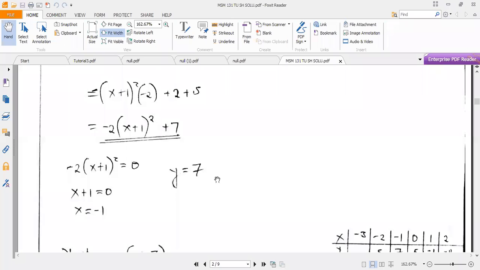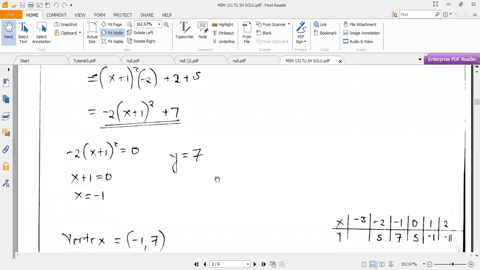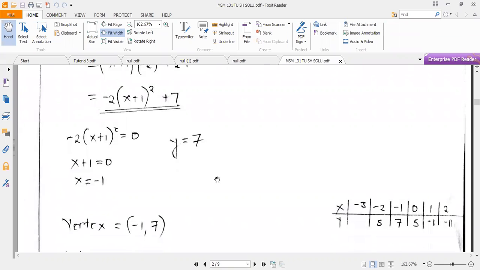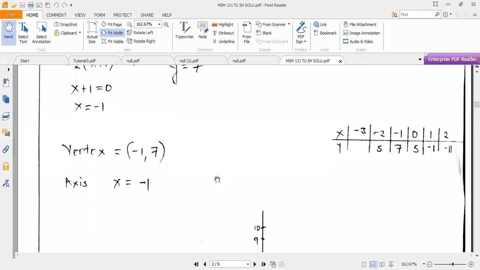And the fact that your a part of the quadratic equation was negative tells us that the graph is supposed to face down instead of facing upwards. So firstly, you find what your vertex is. Your vertex is simply -1, 7. The x value, the y value. So -1, 7. The axis is x is equal to -1.